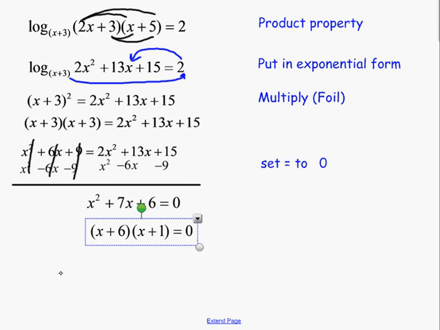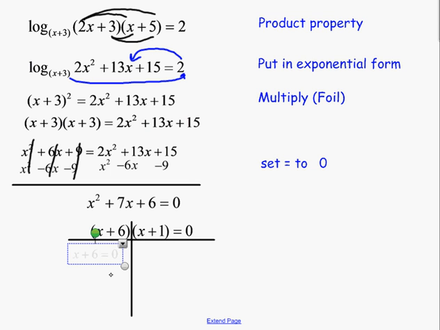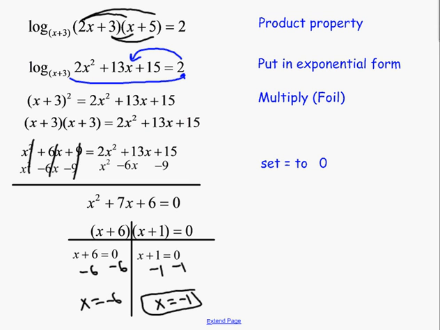and you get x plus 6 times x plus 1. Split them up: x plus 6 equals 0, x plus 1 equals 0. Do the additive inverse. Minus 6, we get x equals negative 6. Minus 1, we get x equals negative 1. Final answer.